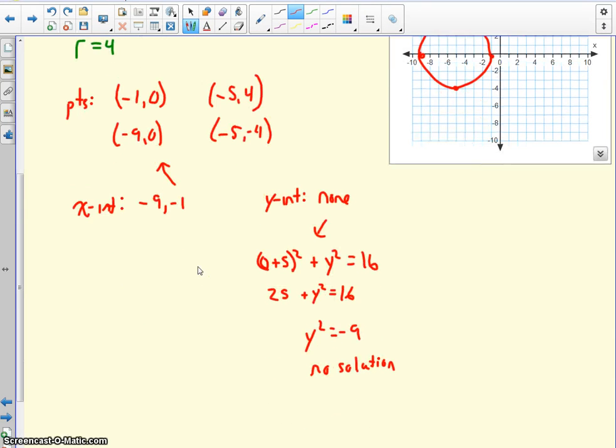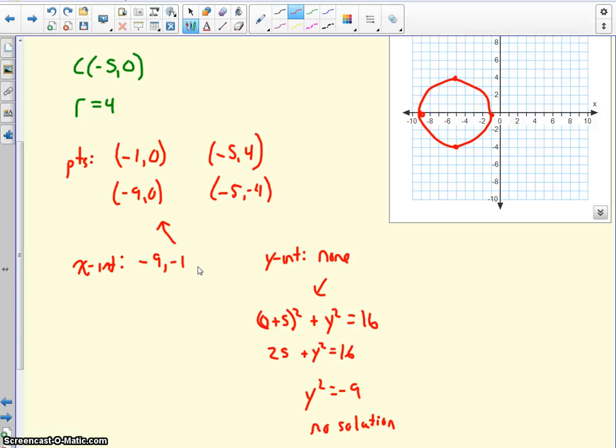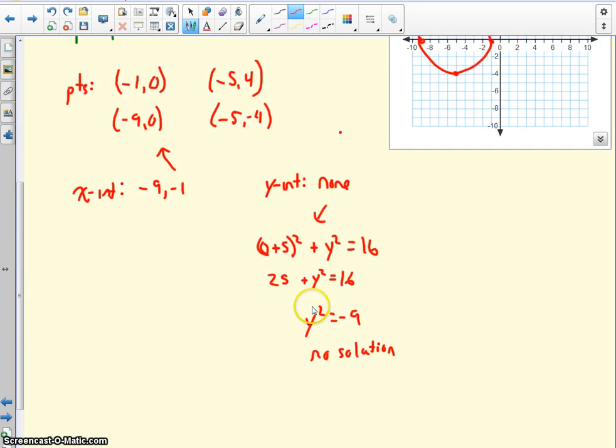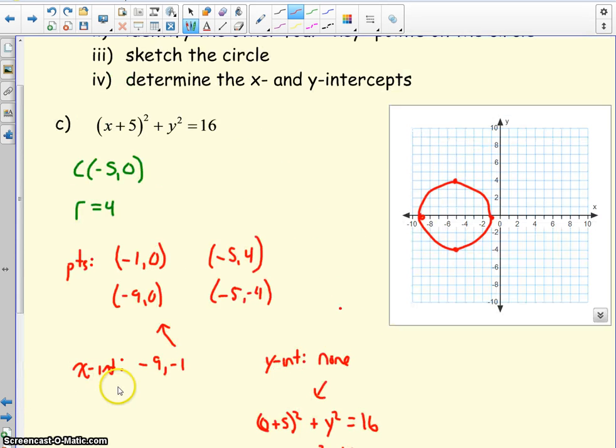Now, to show algebraically what's going to happen if you didn't recognize this or you didn't have a graph, if you put in x equals 0 into the equation and try to rearrange for y, you wind up at some point getting the equation y squared equals negative 9, which has no solution. So as I mentioned before, it's math's way of telling you there's no solution, so there are no y-intercepts. Okay, so hopefully these ones worked out.